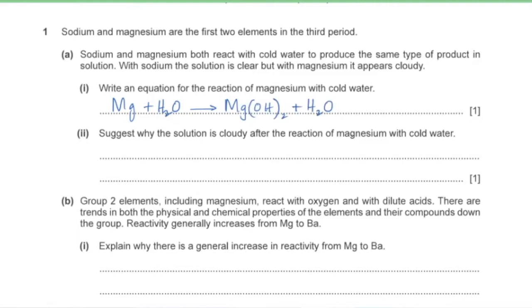Part 2 suggests why the solution is cloudy after the reaction of magnesium with cold water. So that's because magnesium hydroxide is slightly soluble than sodium hydroxide, because on top of group 2 elements, hydroxides, they are less soluble as compared to those which are at the bottom.